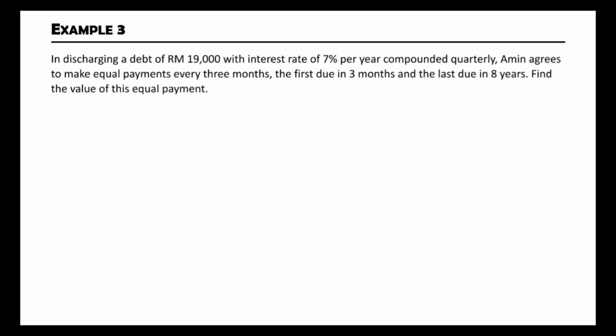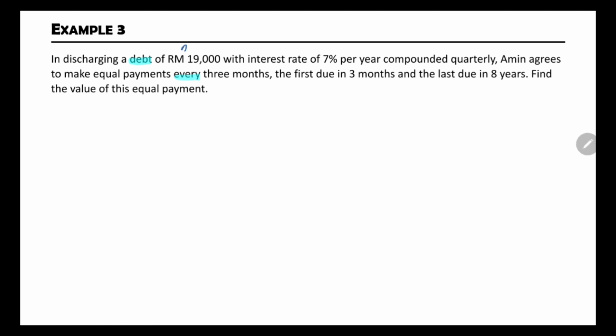Example 3. In discharging a debt of 19,000 ringgit with an interest rate of 7% per year compounded quarterly, Amin agrees to make equal payments every 3 months, the first due in 3 months and the last due in 8 years. Find the value of this equal payment. So every 3 months means this is an annuity. To decide whether this is A_n or S_n, we look for the keyword. In discharging a debt of 19,000 ringgit, that means we already have the money and we are paying by equal payments.